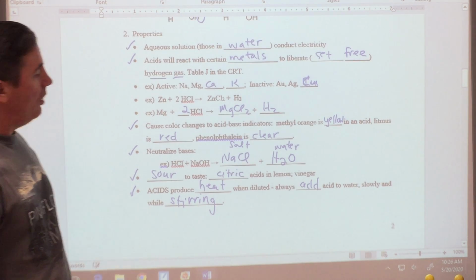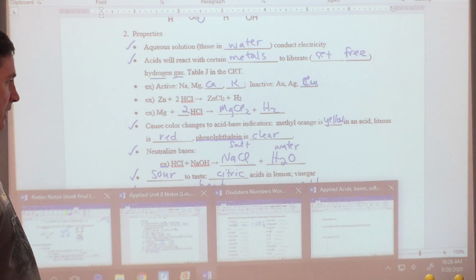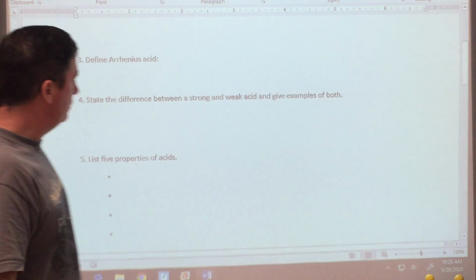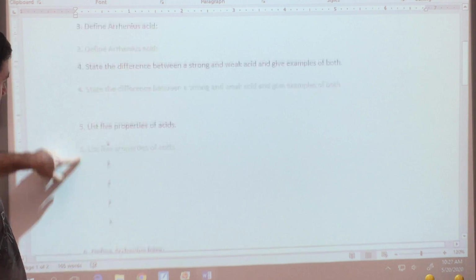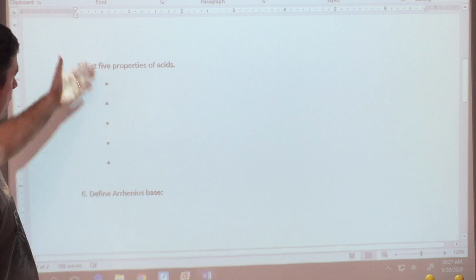Tomorrow, or for homework tonight, I would like you to continue on this sheet, just the rest of the front. Up to number 5, I should say. Up to number 6, including 5.